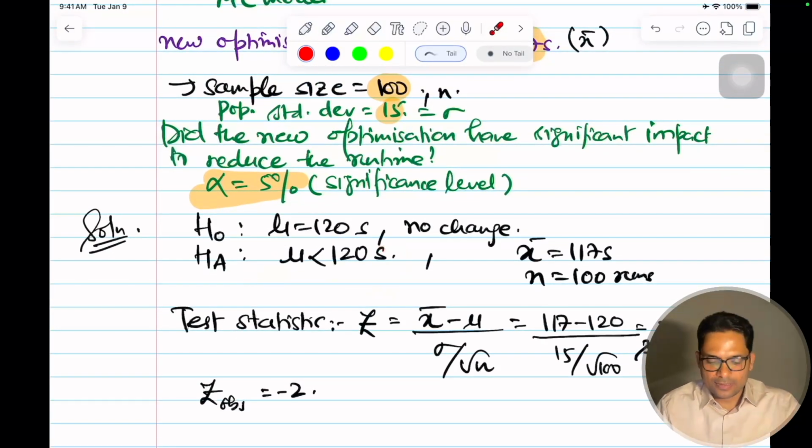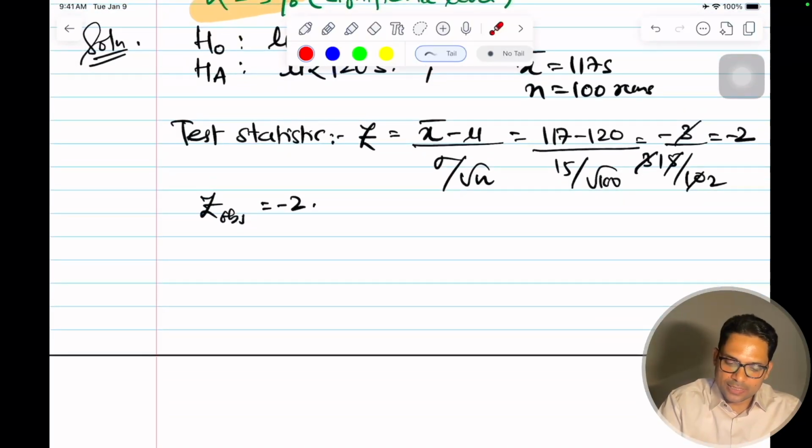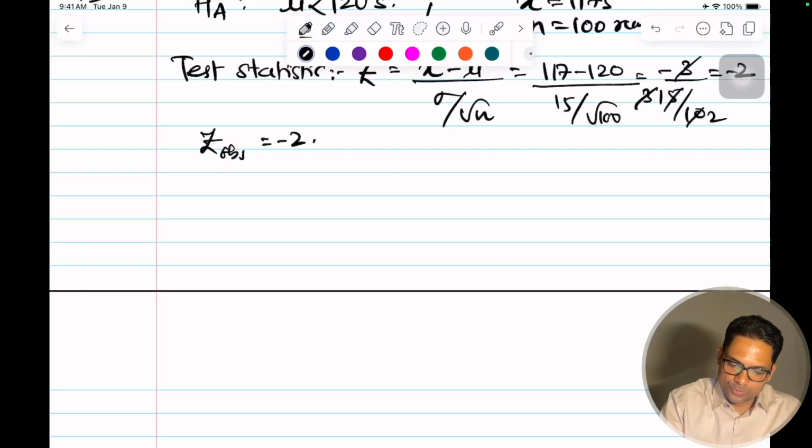So less than is left side. This is coming as negative. So my mean is less than. If it would be greater than, I'll go to the right sided test, and if it is less than, then we'll go to the left sided one-tailed test. So if you don't understand this, check my hypothesis testing video.